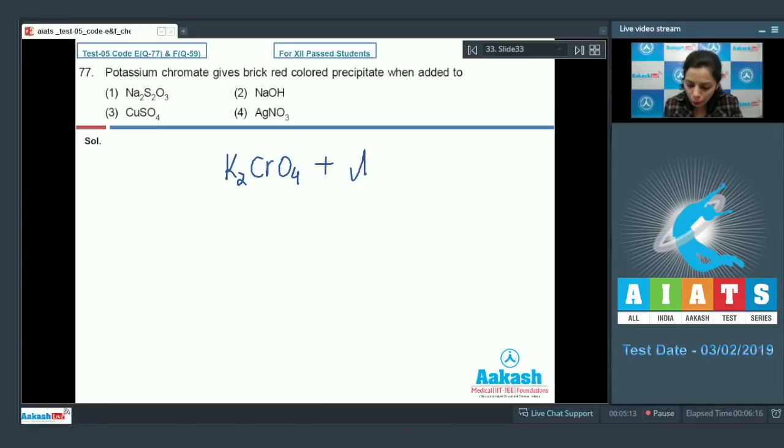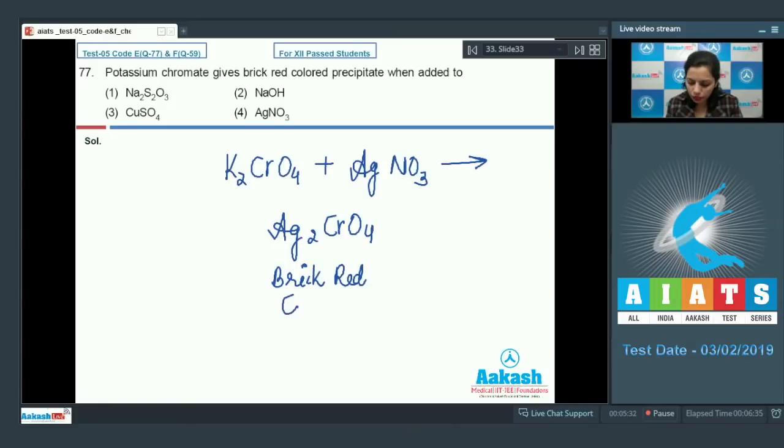It means if the compound of silver, that is AgNO3 given in the option, is added to this potassium chromate, there is the formation of Ag2CrO4, and this is the compound which has brick red color. Along with that, there is the formation of potassium nitrate. So this would be formed here. Now, on the basis of this, I'll choose option 4 as the correct option.